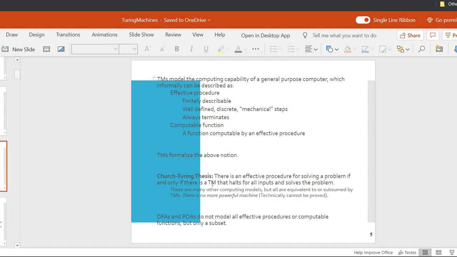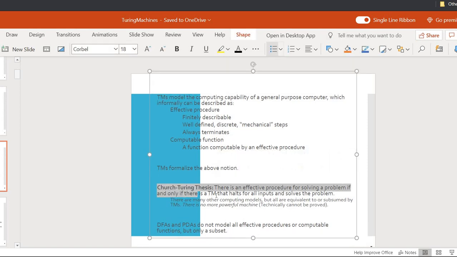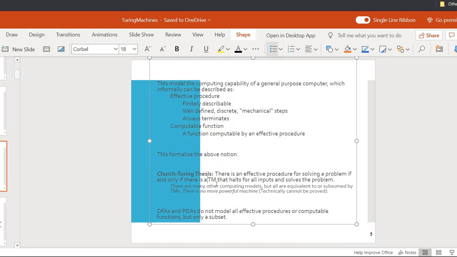Now, this is one way of looking at whether or not a problem is solvable. This thesis says that only if you have a Turing machine that halts for all the inputs and solves all the problems, only then you can say that there is an effective procedure for solving the problem. According to this thesis, there is no other machine more powerful than the Turing machine.